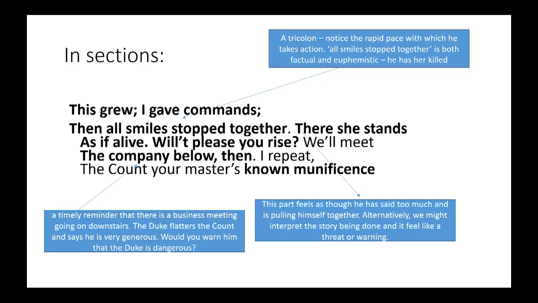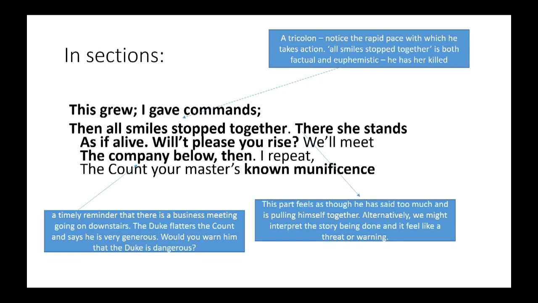Then all smiles stopped together. Maybe three and a half. But these three phrases grow. And look at the pace in which he takes action. This grows, I gave commands and all smiles.